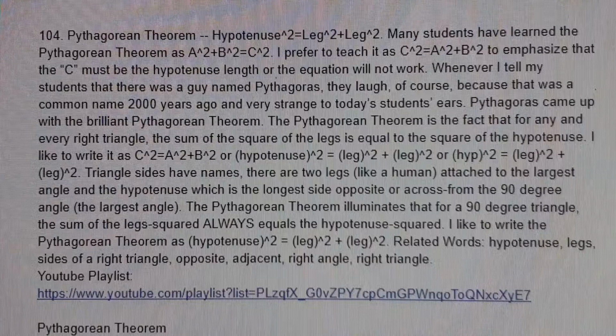The Pythagorean theorem illuminates that for a 90-degree triangle, the sum of the legs squared always equals the hypotenuse squared. I like to write the Pythagorean theorem as hypotenuse squared equals leg squared plus leg squared. Related words: hypotenuse, legs, sides of a right triangle, opposite, adjacent, right angle, right triangle.